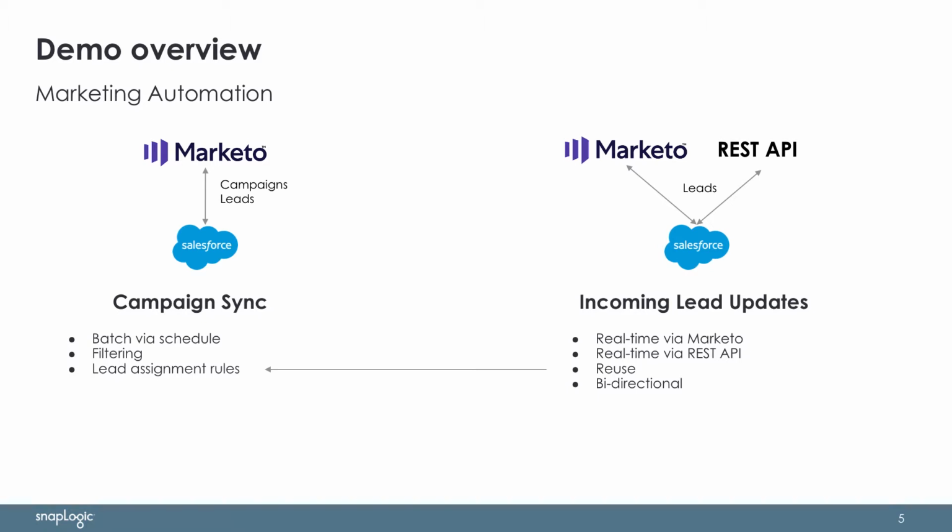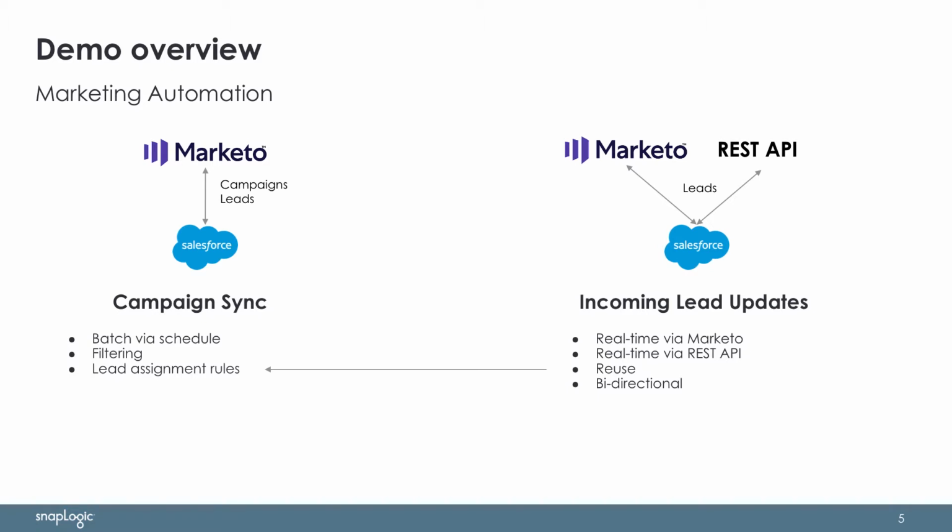This will be done through a batch process where we will pull Marketo for new programs based on a timestamp. We will then apply some filtering and provide some lead assignment, both provided by SnapLogic, but also by lead assignment rules in Salesforce. The other use case will be to stream in real time new incoming leads, both from Marketo as well as through other parties, such as from a REST API.